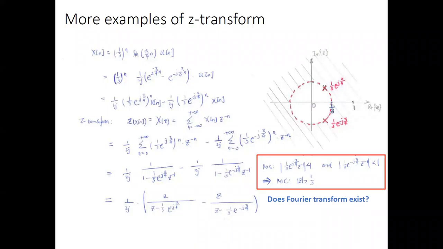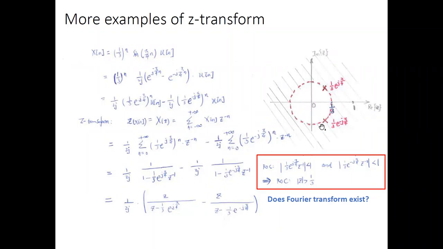How about its region of convergence, ROC? For the first term, for the summation of the series of common ratio to be valid, we need the common ratio to have magnitude less than one. The same for the second term. And in this expression, exponential j pi divided by 4 has magnitude just 1, and the same for exponential minus j pi divided by 4. Then the two conditions can be simplified to the same expression, z magnitude larger than 1 divided by 3.